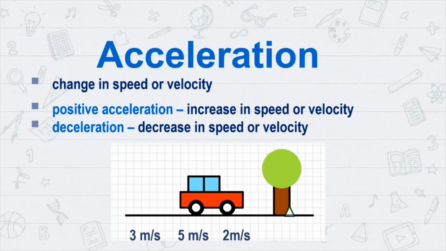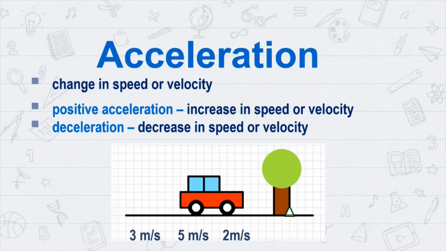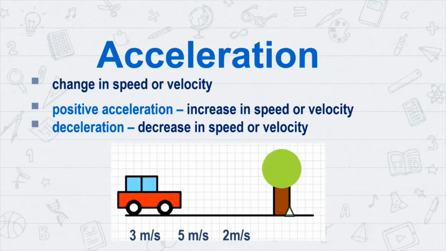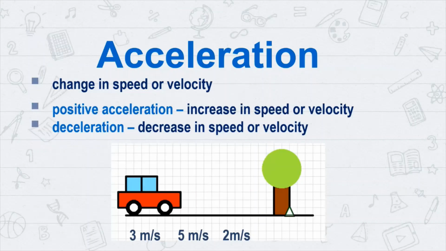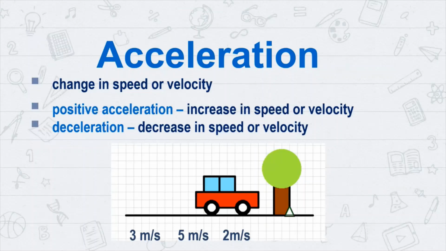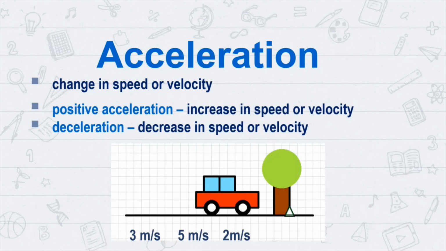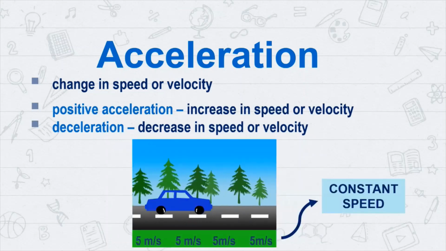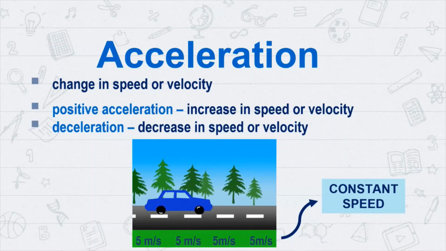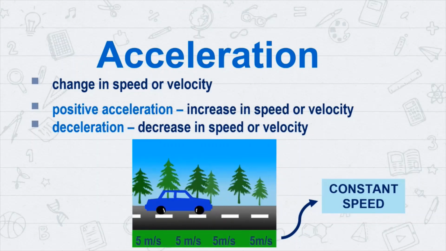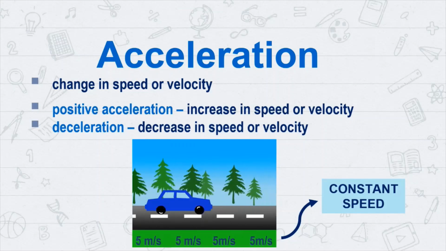Finally, let us move on to acceleration. Acceleration is any change in speed or velocity. When there is an increase in speed or velocity, it is a positive acceleration. Otherwise, if there is a decrease or an object is slowing down, it is deceleration. When an object is in constant motion, like in this example, do you think there is acceleration? No, there is no acceleration if an object is moving at a constant speed in the same direction.